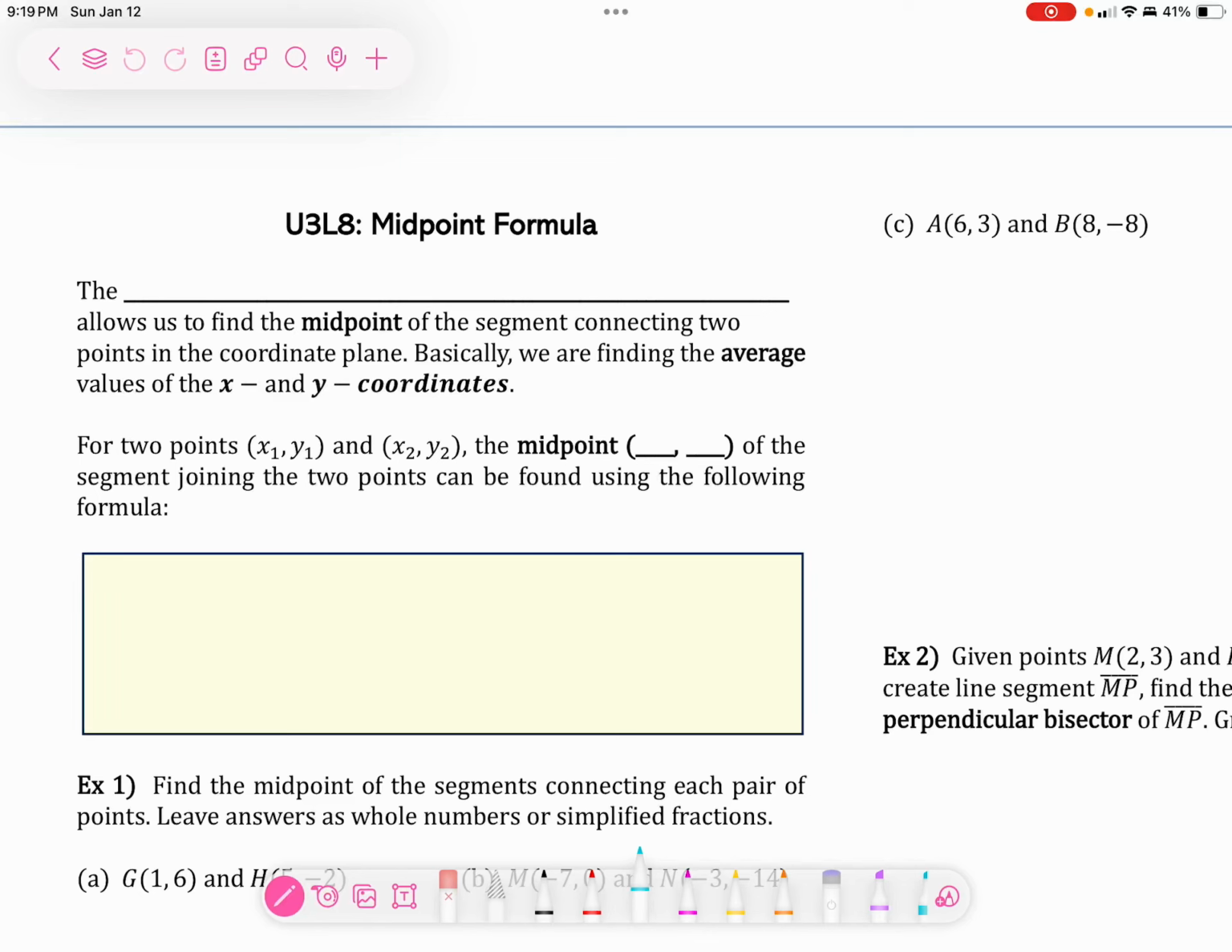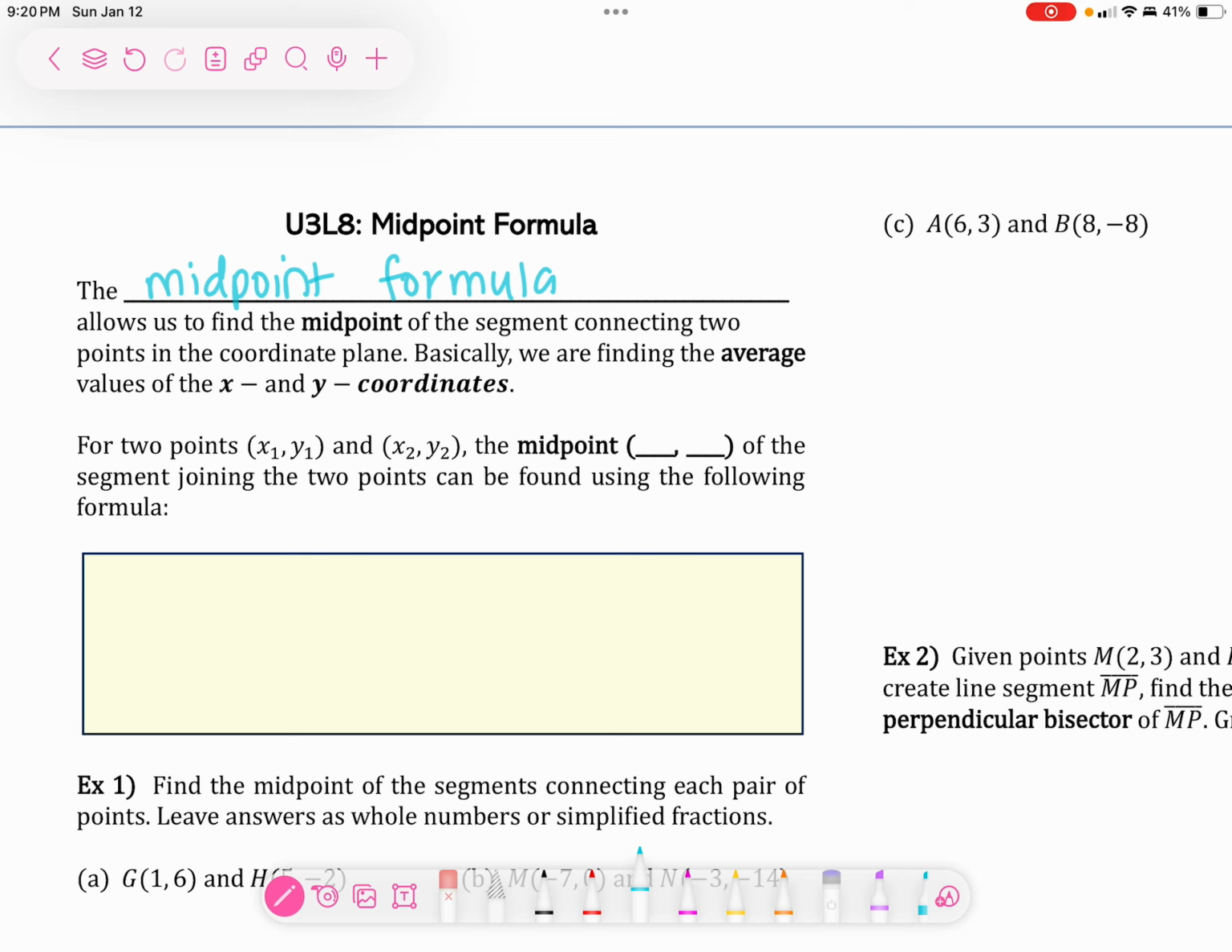Welcome to U3L8 midpoint formula. So the midpoint formula is possibly one of the most simple formulas that we're going to learn this year. And you already know a lot about midpoints, right? You know the midpoint of a segment is the point that splits it into two congruent halves. We did a lot of problems and work with midpoints in the first unit.